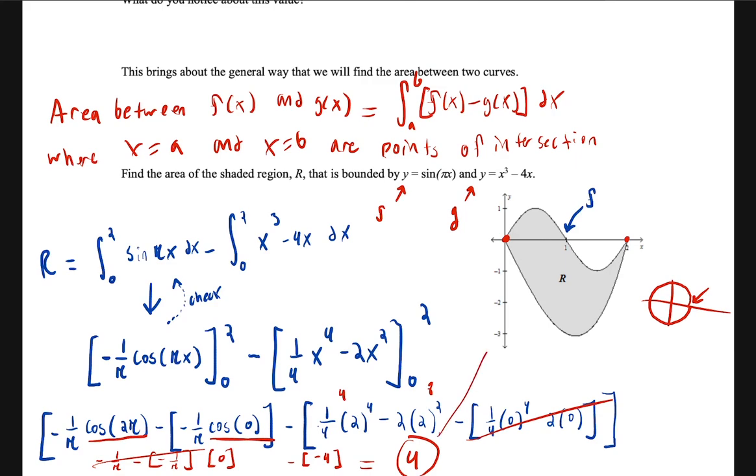So that's fun. The area of this entire thing, even though it's these two kind of kooky equations, the area of this whole thing is just 4. So that's fun. This is the area between two curves.